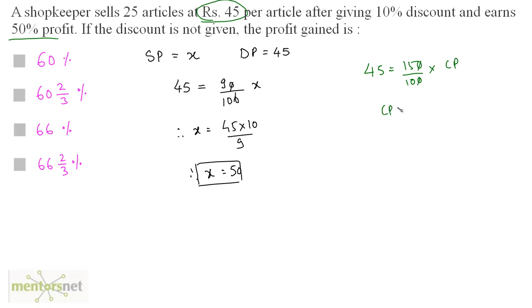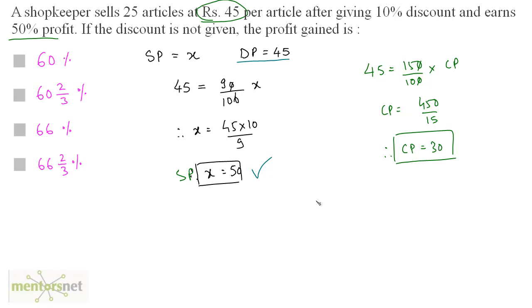The cost price is equal to 450 by 15, and therefore the cost price is equal to 30 rupees per article, and this is the selling price. Now if we do not give any discount, that means instead of selling this article at a discounted price, we sell this article at the selling price. What is the profit percentage gained?